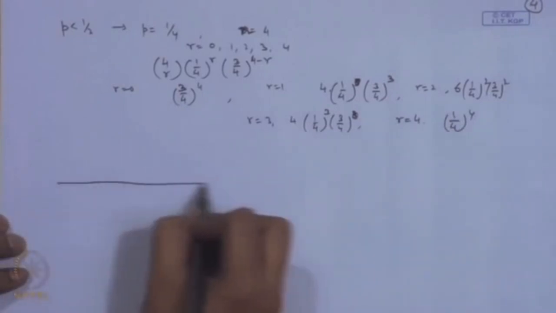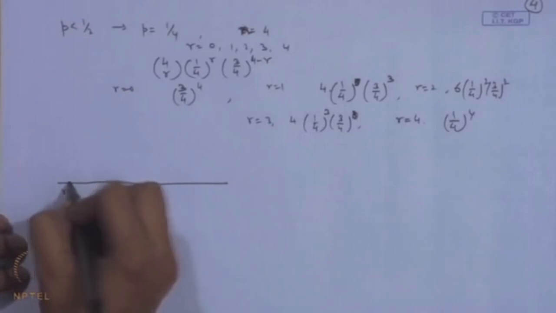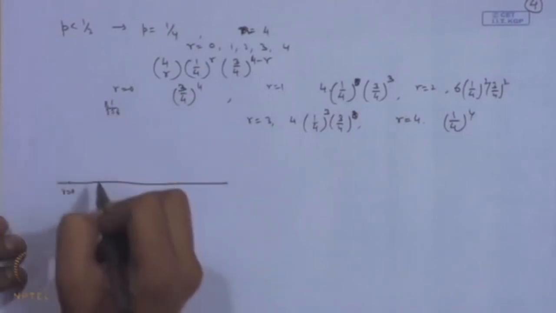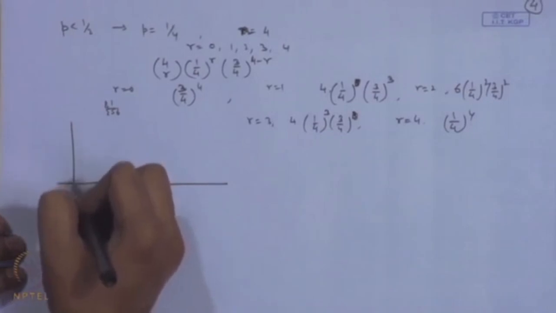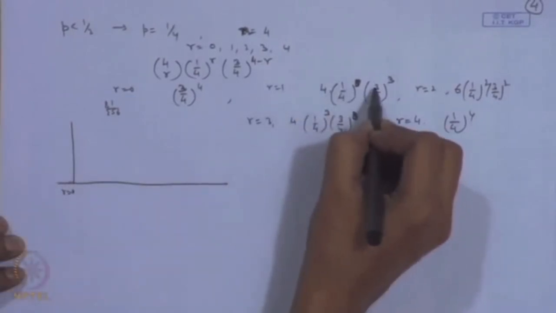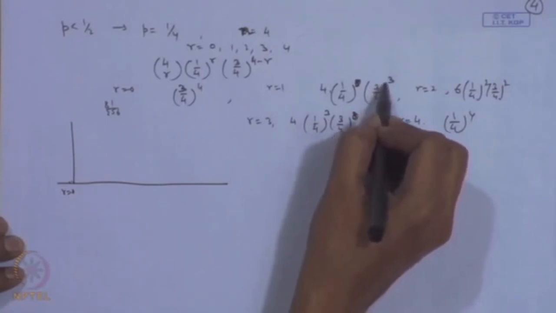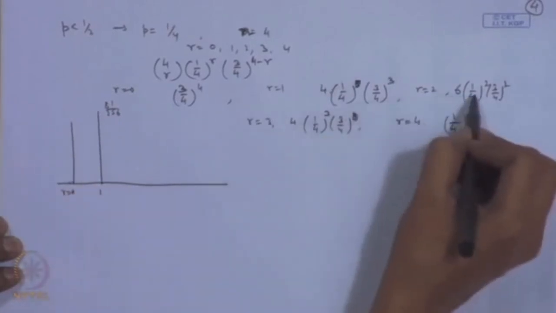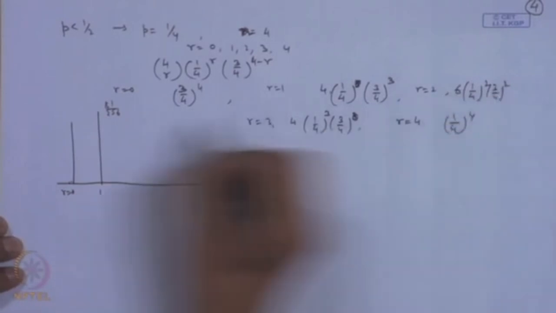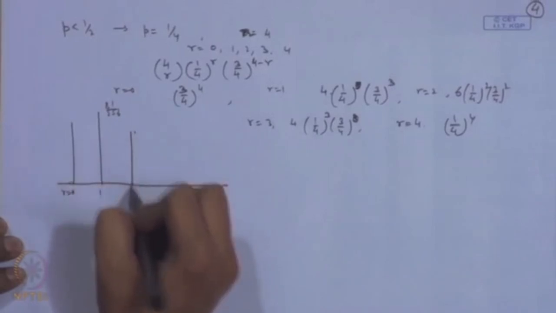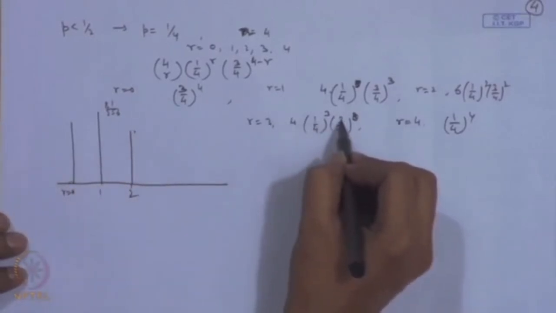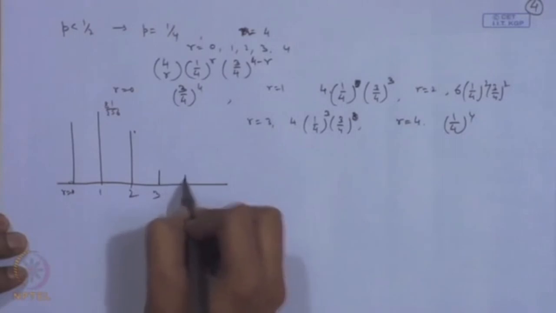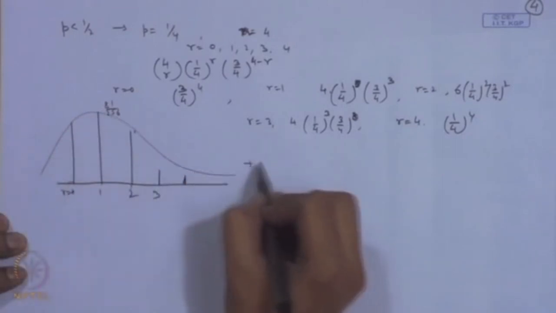So, if you plot these values here, r is equal to 0, you see, this is (3/4) to the power 4, that is 81 by 256. Somewhere here, corresponding to r is equal to 1, you can see here the value is now 3 cube, that is 27 into 4, that is 108 by 256. Corresponding to r is equal to 2, it is 54 by 256, that is, it is coming down. Corresponding to 3, this is turning out to be 12 by 256. Corresponding to r is equal to 4, it is 1 by 256. So, there is a steep decline. So, this is positively skewed.